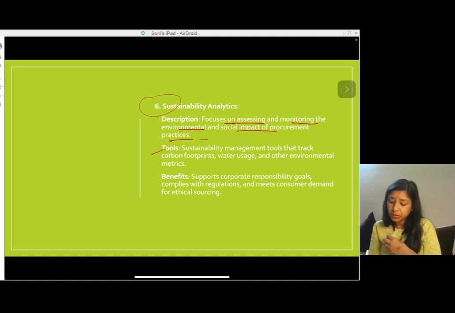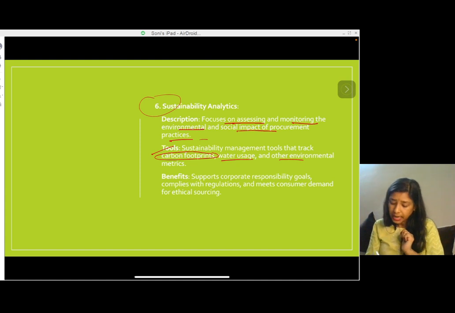The tools that are being used here are carbon footprint tools. Nowadays carbon footprint counting is there: if your organization is producing more carbon or harming the environment more than the set limit, then you have to pay for each carbon footprint, some amount is there. So water usage and other sustainability tools are there to track this.